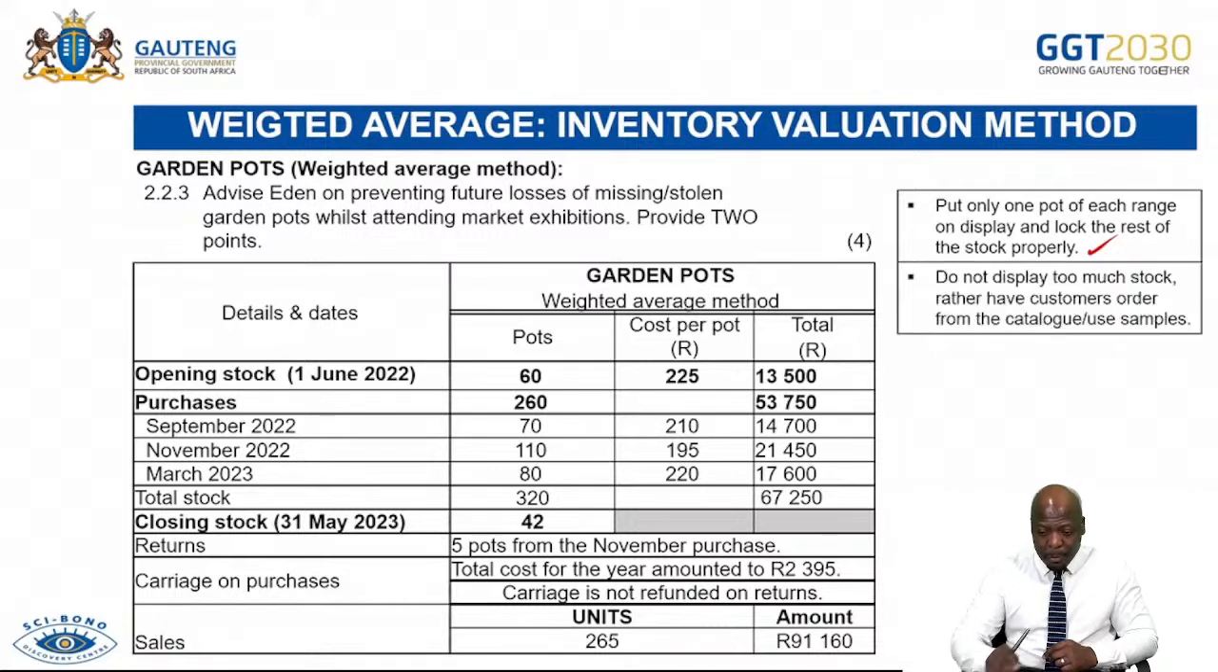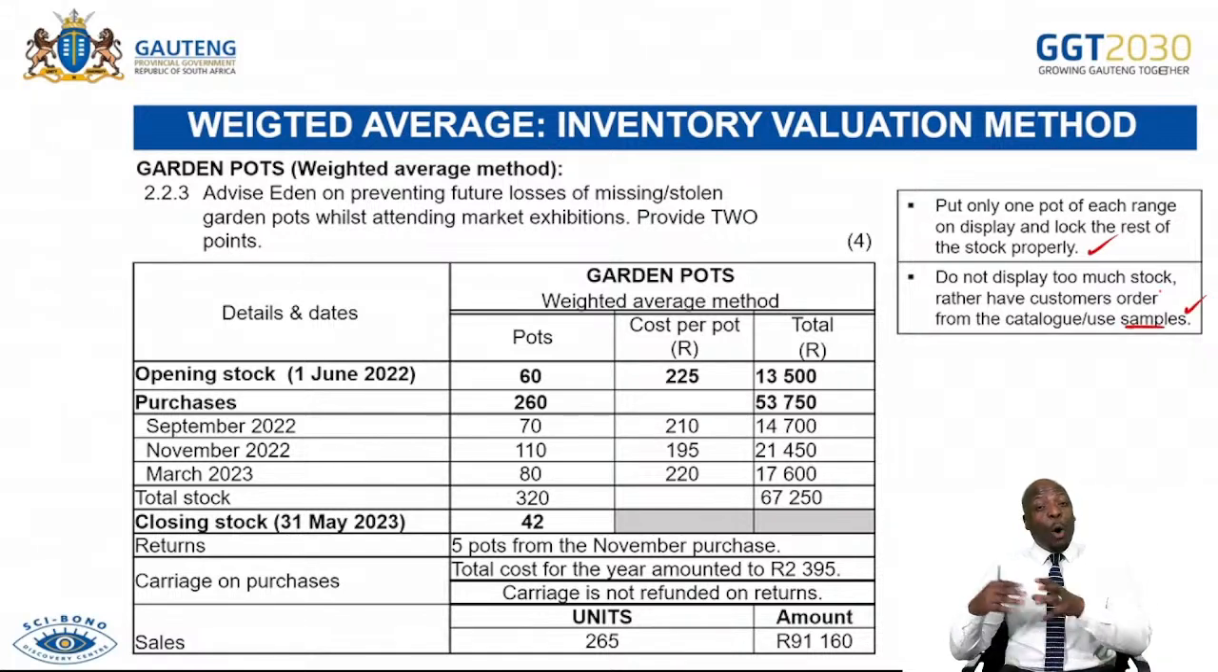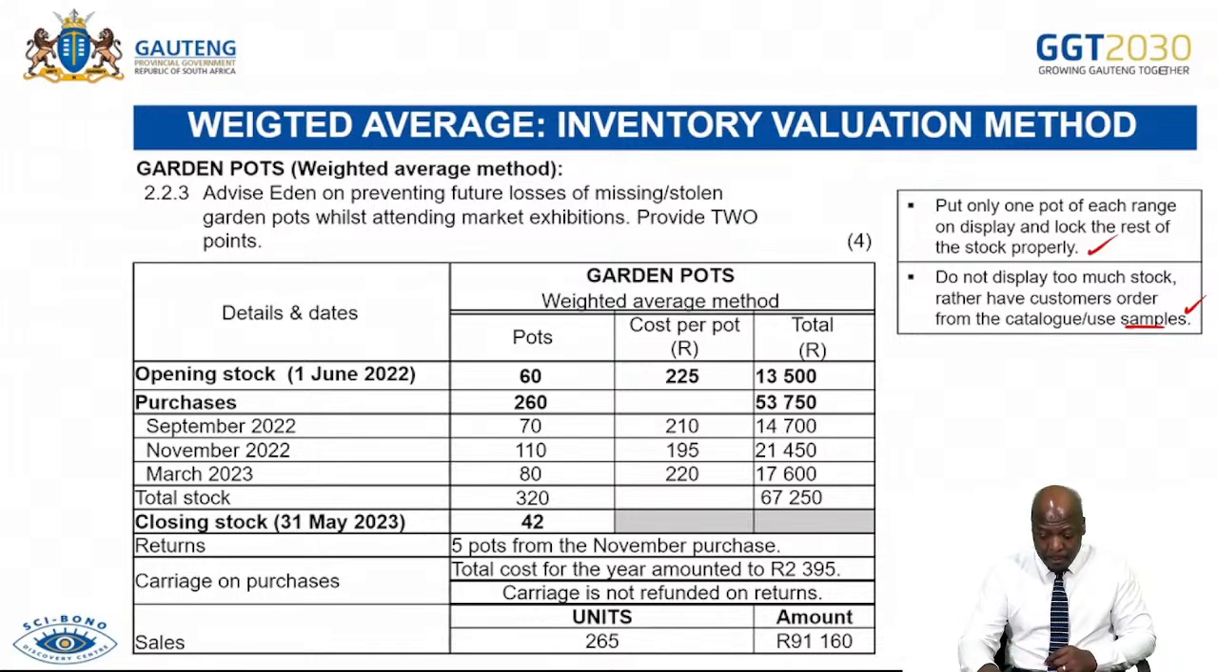Point number two, do not display too much stock. Rather have customers order from the catalog or use samples. Okay, so we use a customer ordering system. We only have samples and then the customers order, then we provide the pots to them, rather than displaying all the pots, because there is a possibility of us losing more stock in that way.